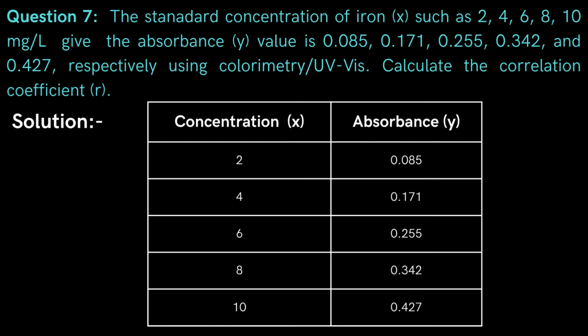Let us understand the usefulness of correlation coefficient equation by solving this numerical problem. Number 7. The standard concentration of iron, X, such as 2, 4, 6, 8, 10 milligrams per liter give the absorbance, Y, value is 0.085, 0.171, 0.255, 0.342, and 0.427, respectively using colorimetry or UV visible spectrophotometry. Calculate the correlation coefficient, R. For this, draw two columns and put the absorbance and concentration in separate column as shown in the table.